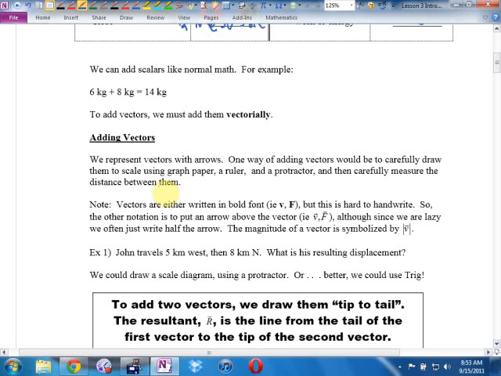Better, we could use trig. Oh, but by the way, vectors are either written in bold font, so in a textbook, you'll see a vector written in bold font, but handwriting bold font, Emily, doesn't show up exactly. You can try coloring it in, really, whatever. So the other notation is we put an arrow above the vector, except over the years we've gotten very, very lazy. Years and years ago it was that, but we've gotten so lazy now we just put a half arrow and we clue in, no, it's a vector. That's a vector.